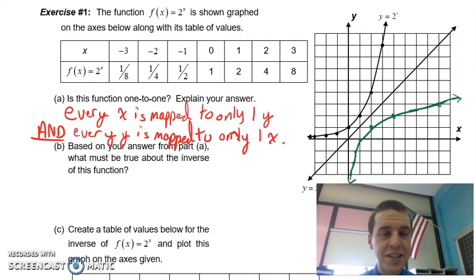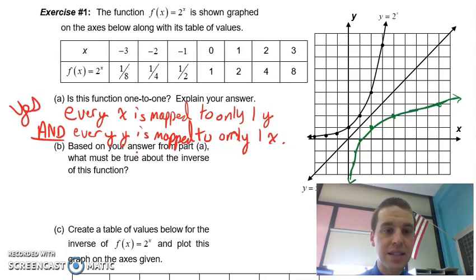So in example 1 we have the function y equals 2 to the x, and it's been graphed for you in the black right here. And it asks if it's 1 to 1. And 1 to 1 states that every x is mapped to only one y, which makes it a function, and that every y is mapped to only one x, also meaning that it passes the horizontal and vertical line test, and that is the case here. So yes, that is a 1 to 1 function.